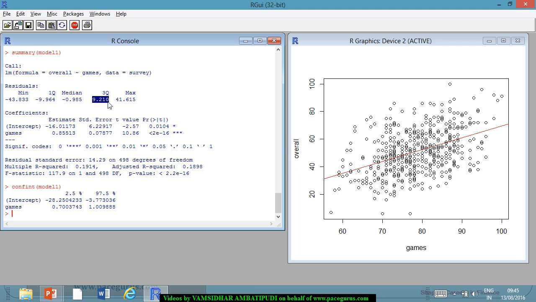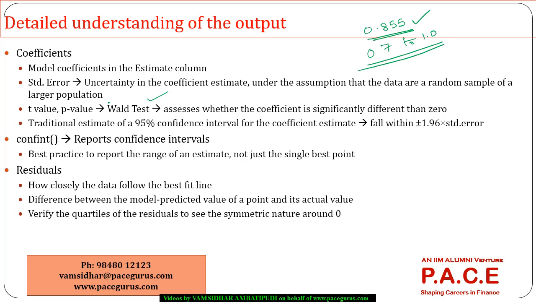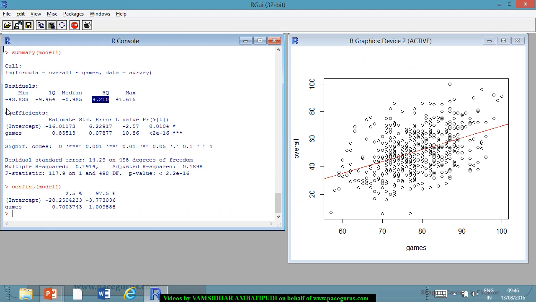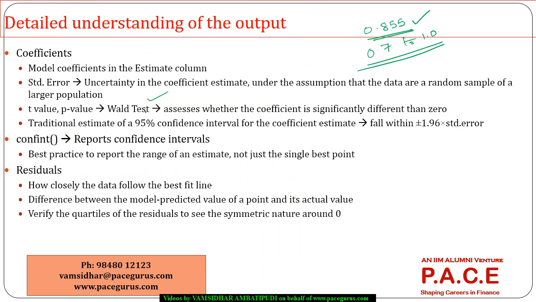The more symmetric the quartiles are, the more I can understand that the overall distribution of the data is pretty much symmetrical in nature. And there are some extreme outliers, some extreme errors, minus 43 and plus 41 kind of stuff. So I can look at the quartiles associated with each of the residuals.